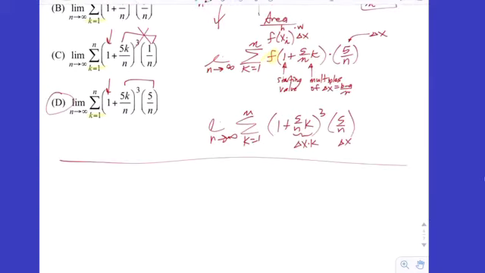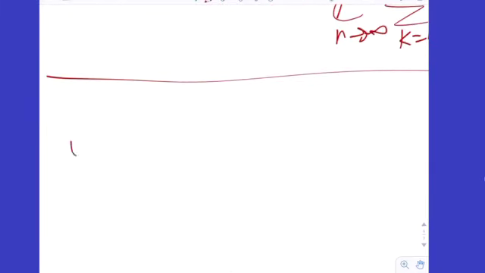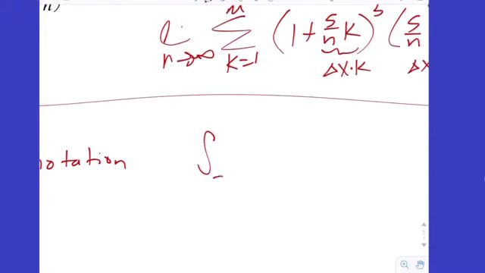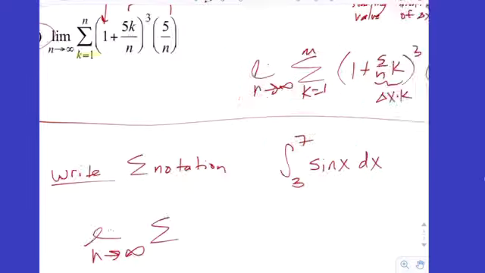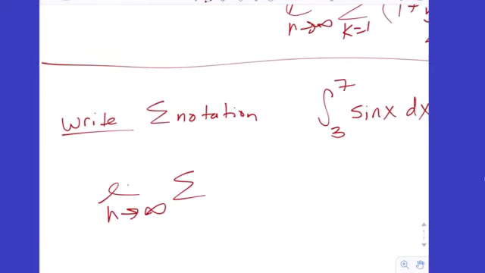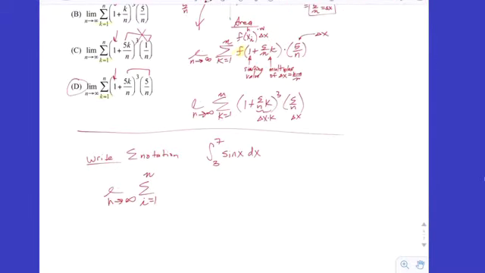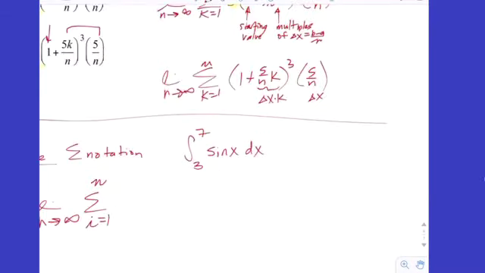So let's do one more real quickly here. Go ahead and write on your own a sigma notation for the following integral. The integral from 3 to 7 of sine of x dx. Go ahead and write a sigma notation. I'll start you off. It's going to be the limit as n goes to infinity. If they don't use k right there, they can usually use i, j, or k. I'll use i this time, from i equals 1 to n. So instead of having multiples of k, you can have multiples of i. Go ahead and figure it out.